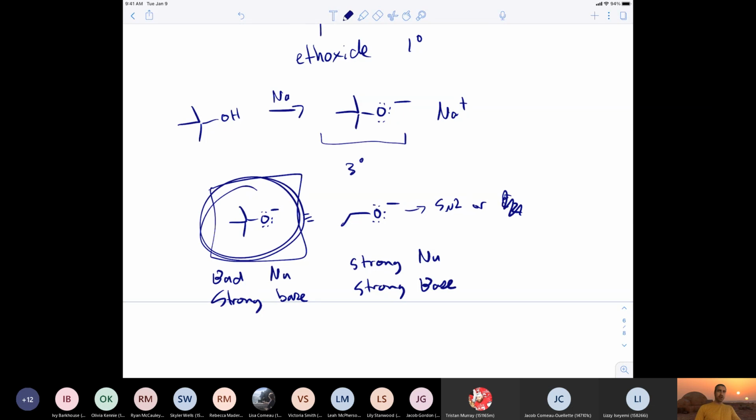This thing is really terrible for substitution, though, because it's big and bulky. Remember, substitution, it's got to get in there and attack a carbon. And if the carbon especially has steric bulk on the backside, if it's got lots of groups attached there, it's going to have a really difficult time getting in because it's so large.